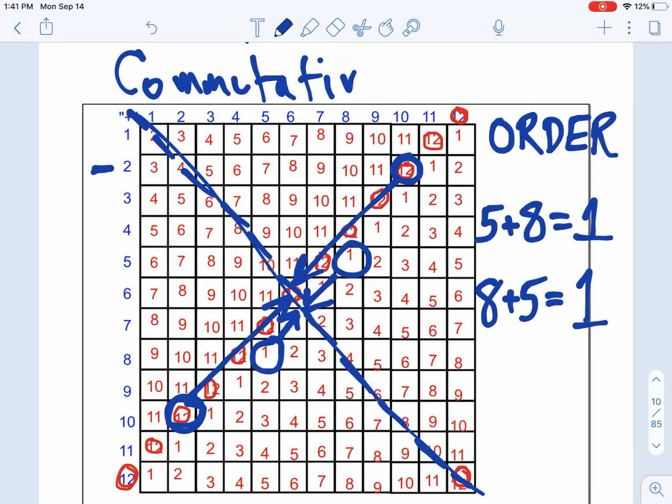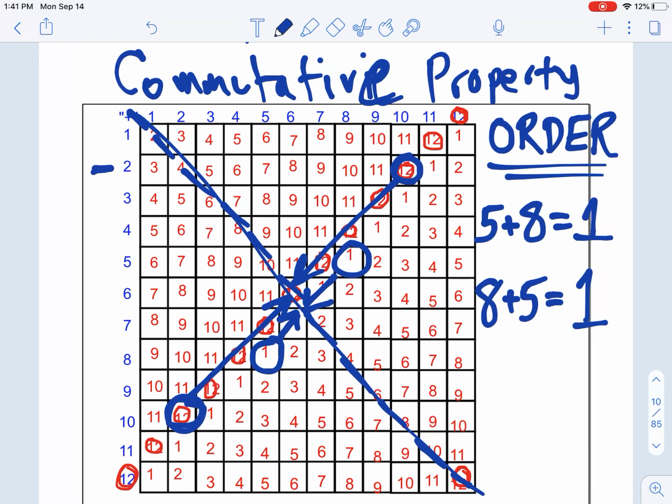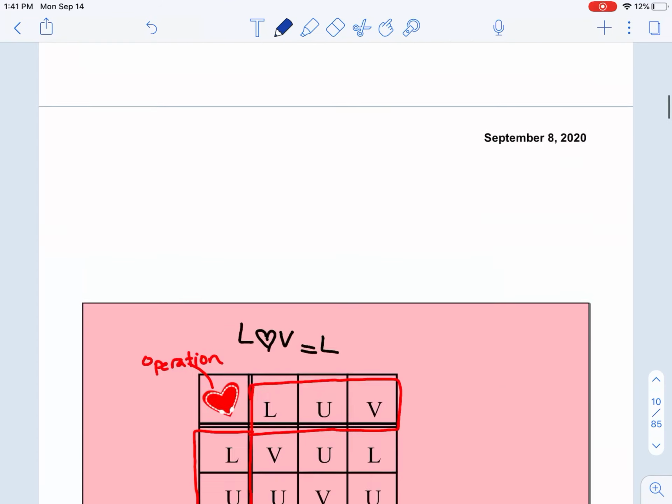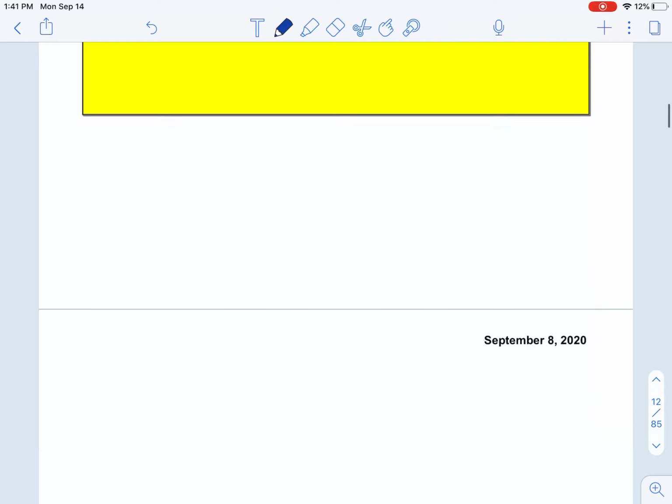And if there is commutativity, then you can change the order and still get the same answer, as you see right here. This is 1 and this is 1. So how do you know if a random system actually has the commutative property?